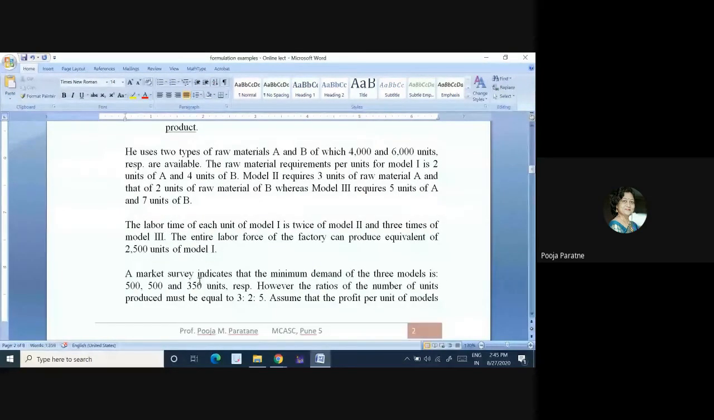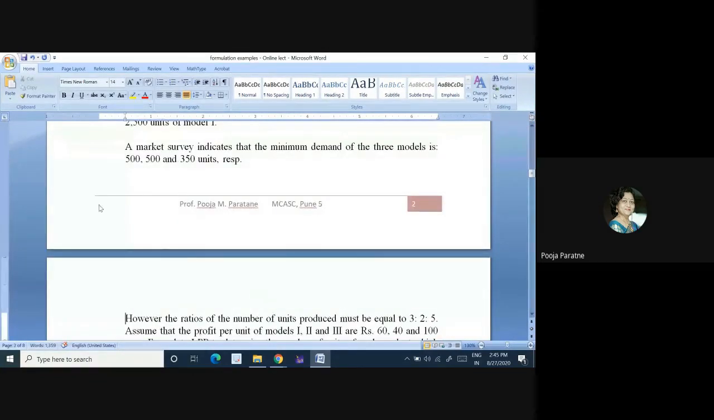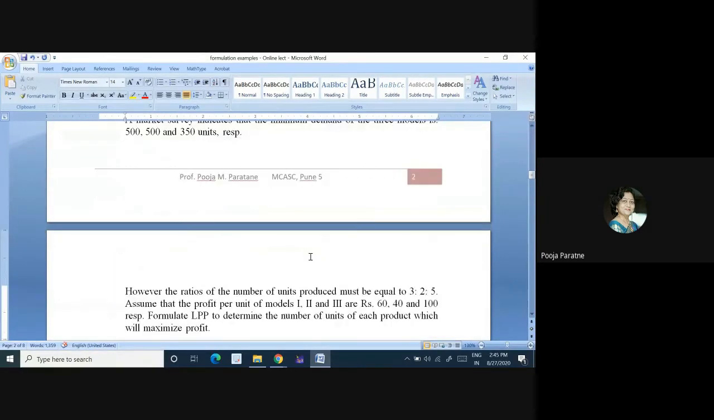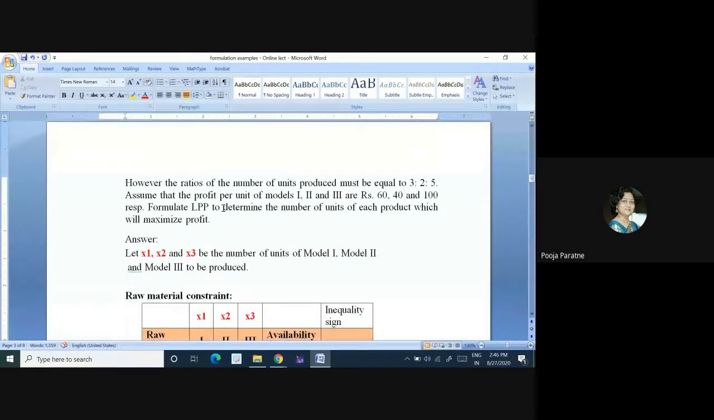Let us go to the next line. A market survey indicates that the minimum demand of the three models is 500, 500 and 350 units respectively. So here also I'll cut this, because this gives me the demand constraint. Here the demand is given for each model. So this line will give me some information. Let us go to the next line. However, the ratios of number of units produced must be equal to 3 as to 2 as to 5.